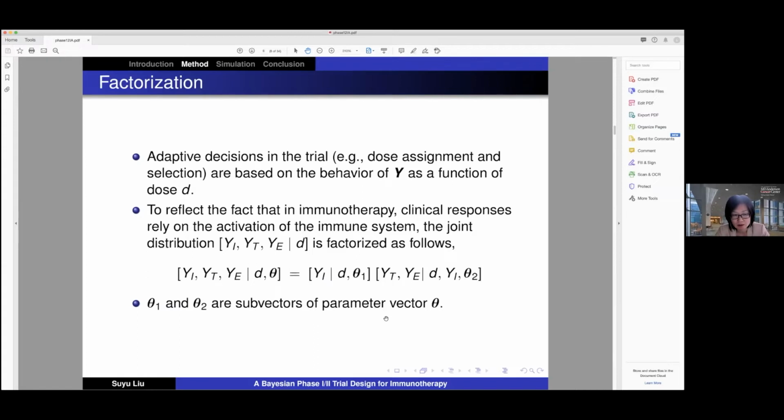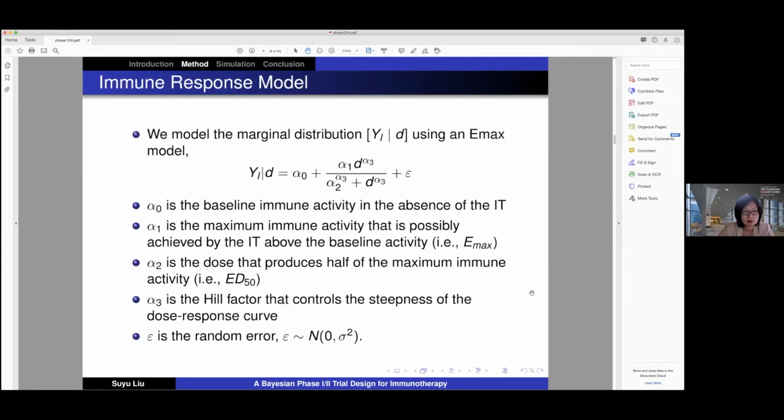To reflect the fact that for immunotherapy, clinical responses depend on the activation of the immune system, the joint distribution of YI, YT, YE is factorized in this way: the marginal distribution of immune response, and the joint conditional distribution of YT and YE conditional on the immune response. So you can see we have also factorized the parameter theta into theta 1 and theta 2, two subvectors.